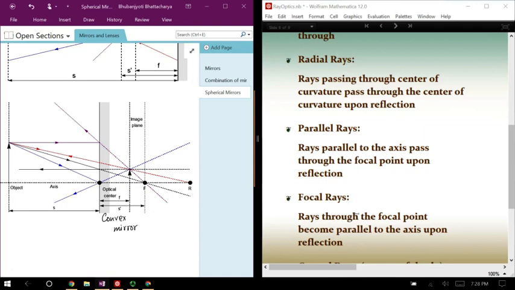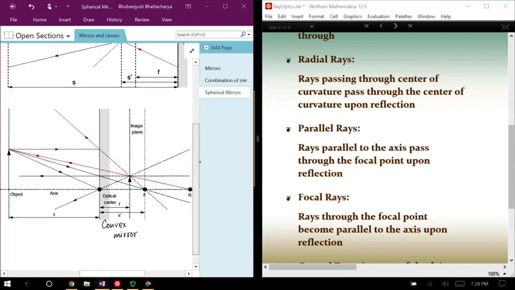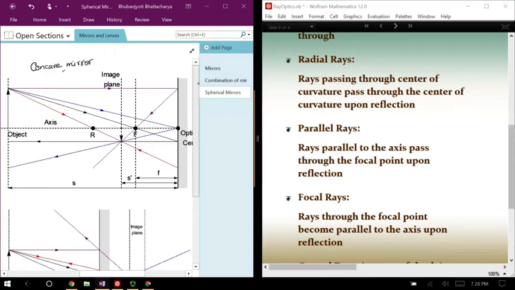Focal rays are just the reverse variety of parallel rays. So if a ray of light, for a convex mirror, was originally trying to go to the focus, then after reflection, that ray of light will become parallel to the axis. In the case of a concave mirror, the ray of light that is going through the focus and then hitting the mirror will then become parallel to the principal axis.